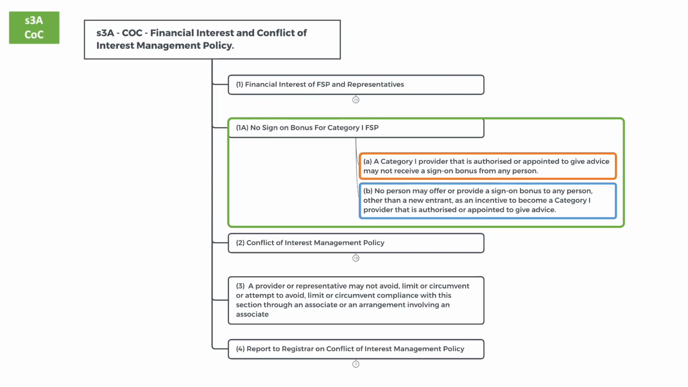Subparagraph B states, no person may offer or give a sign-on bonus to any person, other than a new entrant, as an incentive to become a Category 1 financial services provider that is authorized or appointed as a key individual or representative to give advice.